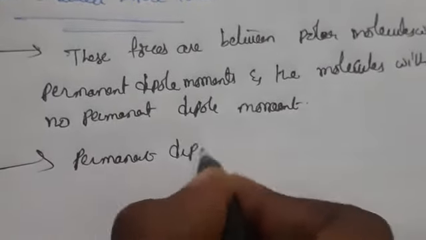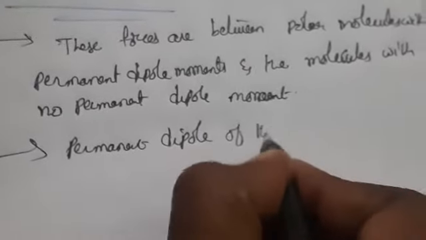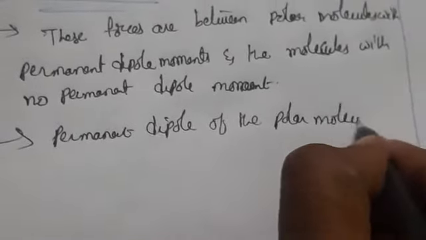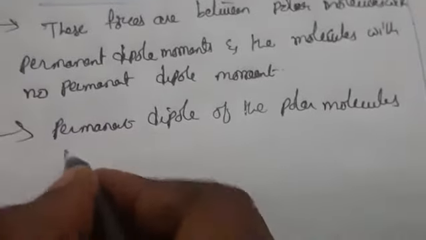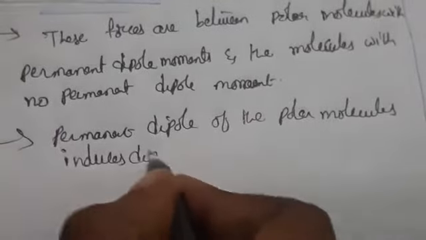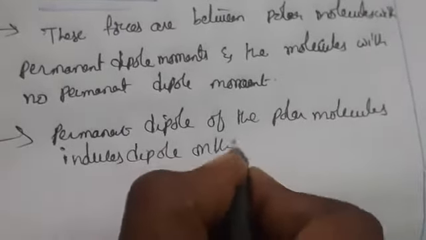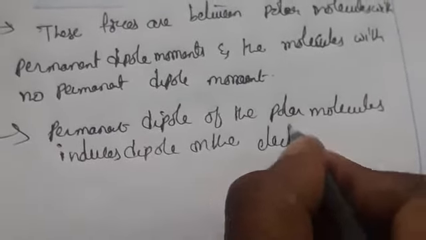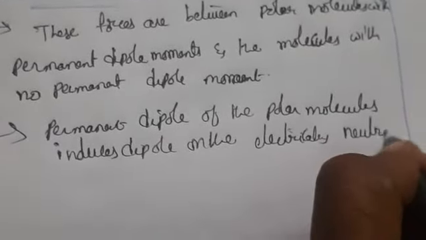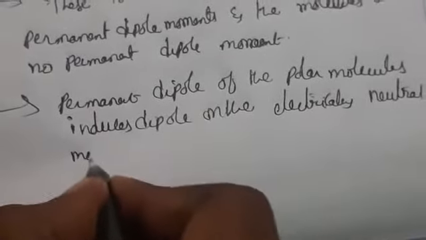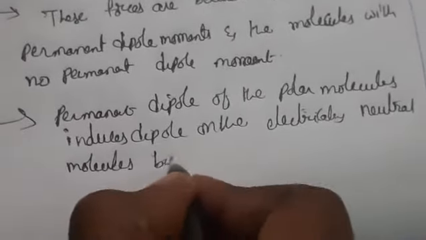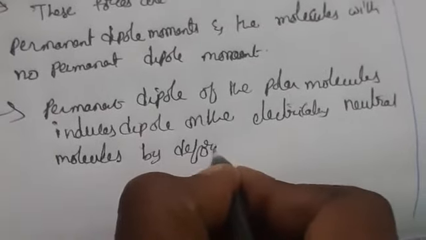The permanent dipole of the polar molecules induces a dipole on the electrically neutral molecules, which do not have any charge, by deforming the electron cloud.